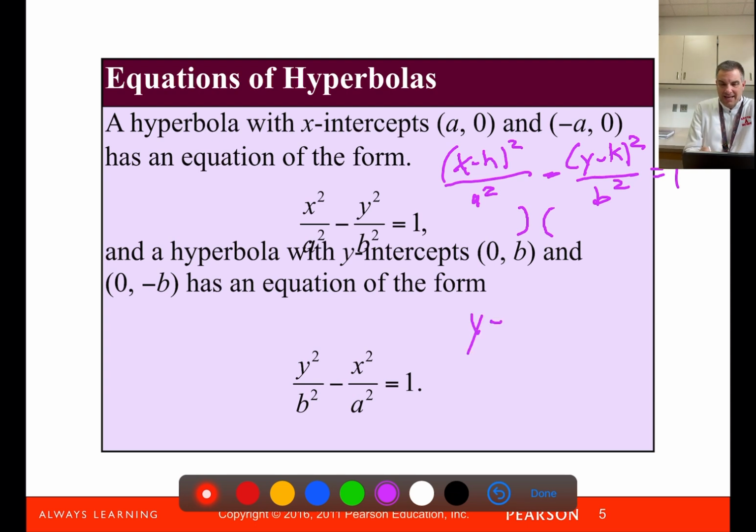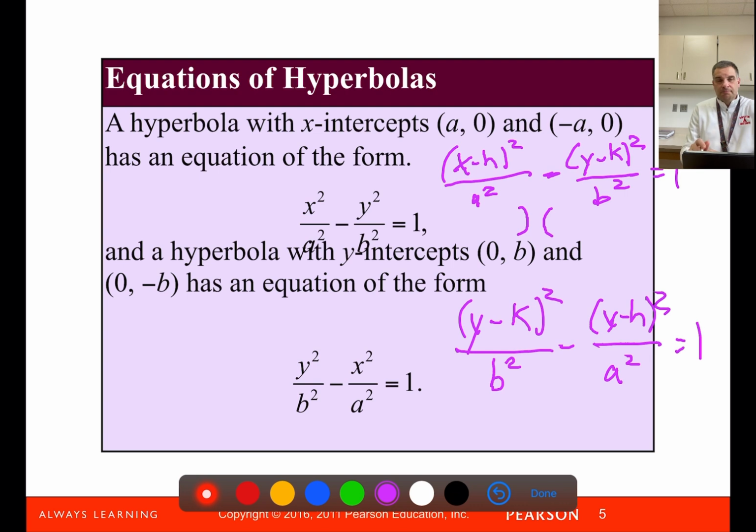So we're going to go (y minus k) squared over whatever. Some books put a squared here, some put b squared. It doesn't really matter. Minus (x minus h) squared over a squared is equal to 1. So the y is going to come first, and there are a couple things you have to be careful with. First, it looks like a y. Anytime you have the y first, it goes y squared minus x squared. It's going to look like a y and an upside-down y. That's what the hyperbola is going to look like.